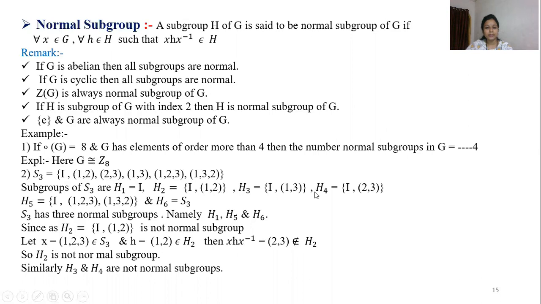Similarly, we can check H3 and H4; they are not normal subgroups of S3. Therefore, how many normal subgroups does S3 have? Only 3: the identity, S3 itself, and the subgroup of order 3. Or we can use the index property. What is the index of H5 in S3? The order of S3 is 6, the order of H5 is 3, and 6 divided by 3 gives index 2. Index 2 means it is a normal subgroup.